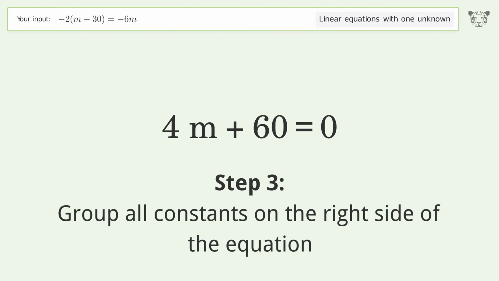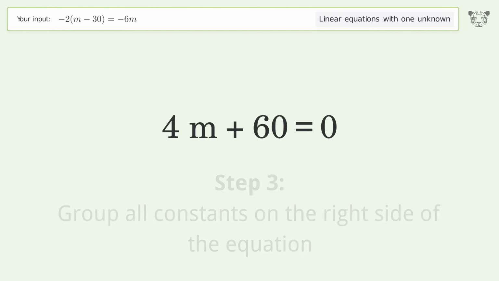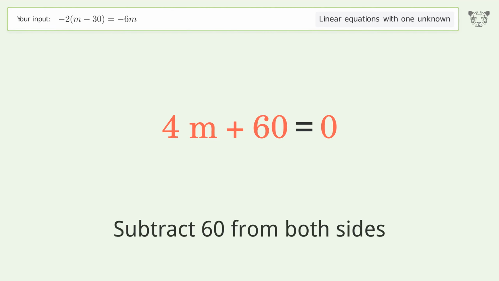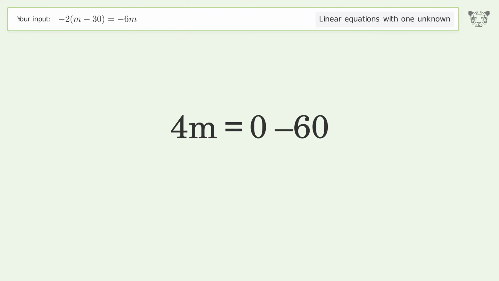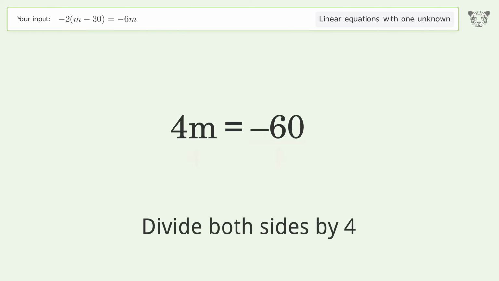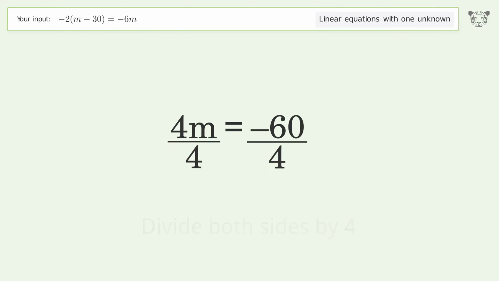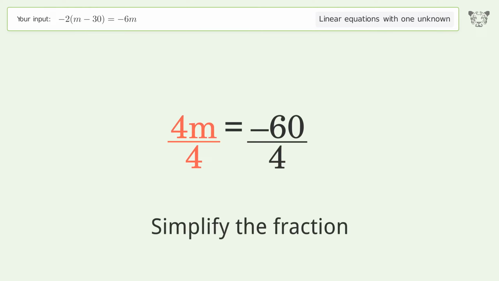Group all constants on the right side of the equation. Subtract 60 from both sides. Simplify the arithmetic. Isolate the m. Divide both sides by 4. Simplify the fraction.